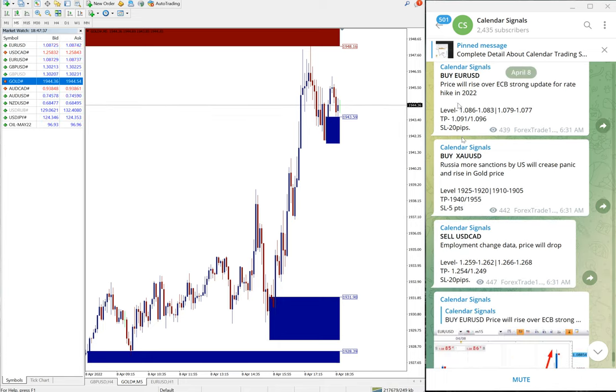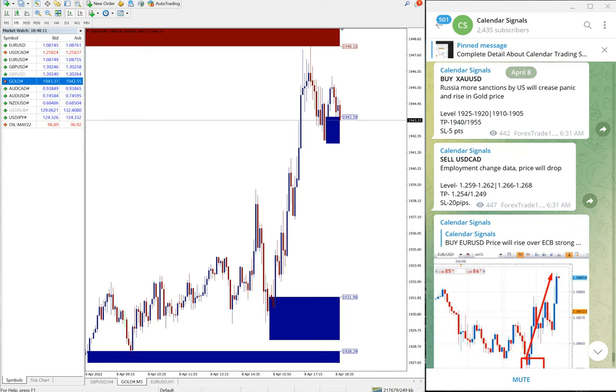And likewise, we gave buy EURUSD. The reason is the price will rise on the ECB, the European Central Bank, giving a strong update for a rate hike in 2022. So the interest rate will be increased, so we predict there will be demand for euro. So euro against the US dollar, the price will go up. And then same for gold: Russia, more sanctions by the US will increase panic and gold price will rise. So that's why we give buy XAUUSD. Then sell USDCAD. The reason we sell the US dollar against the Canadian dollar is the employment change data, so we predict the US dollar price will fall against the Canadian dollar.